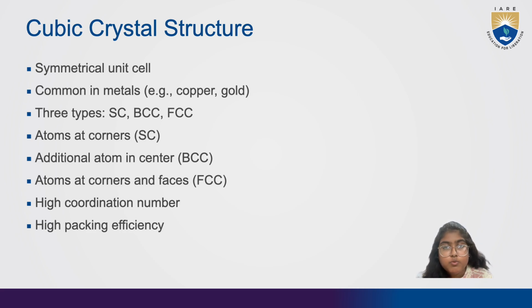Within the cubic system, we find three main varieties: simple cubic, SC, where atoms are located only at the eight corners of the cube; body-centered cubic, BCC, which has an additional atom positioned at the very center of the cube; and face-centered cubic, FCC, where, in addition to the corner atoms, there's an atom located at the center of each of the six faces of the cube. FCC and BCC structures generally exhibit a high coordination number, meaning each atom is surrounded by a large number of neighboring atoms, leading to high packing efficiency. The atoms are packed relatively close to each other.